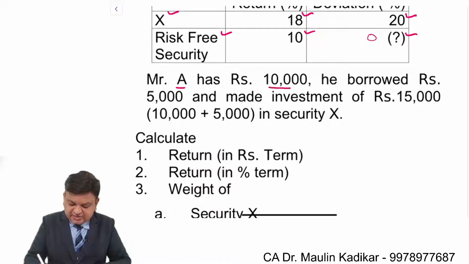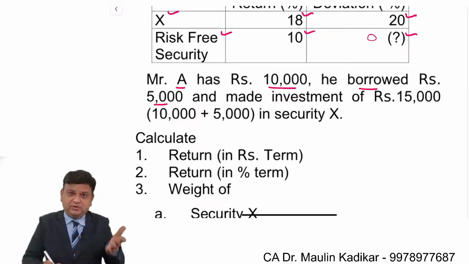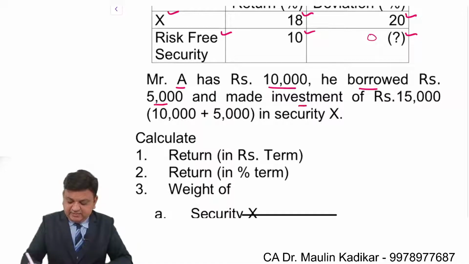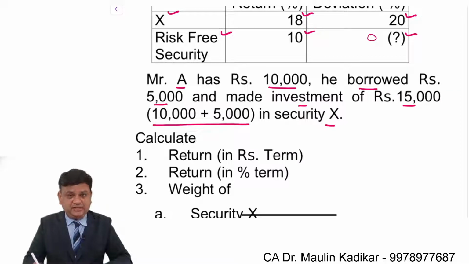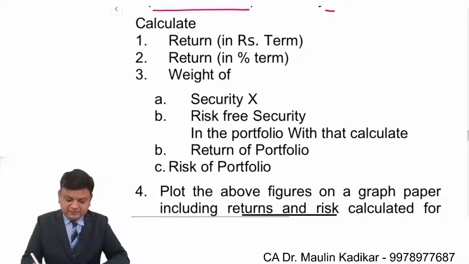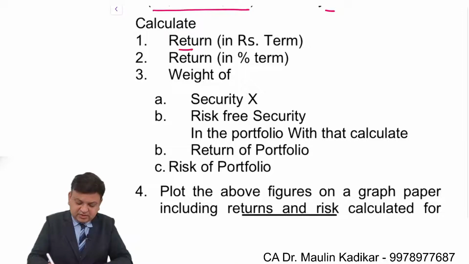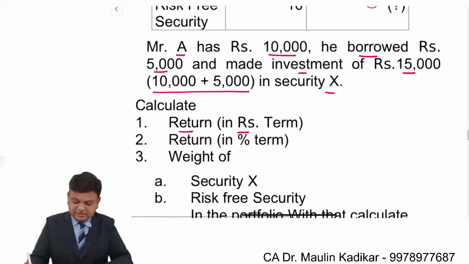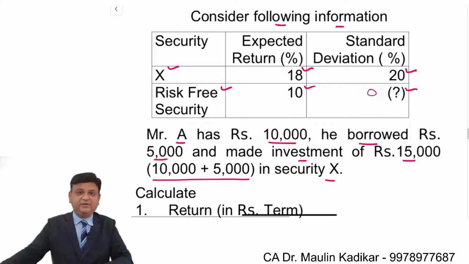Mr. A has rupees 10,000. He borrowed rupees 5,000 and made an investment of rupees 15,000, that is 10,000 plus 5,000, in security X. The first question is, what is the return in rupees term? Everybody is requested to go through the question, please.